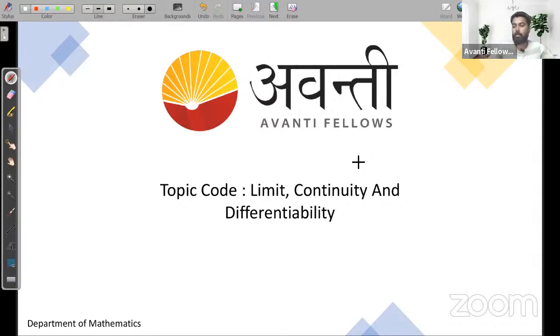So we are continuing the chapter limit, continuity, and differentiability. In the previous class also, we solved 2 questions from continuity and differentiability, and also 7 to 8 questions from limit, right? In today's class also, we'll be solving some questions from limit and also some questions from continuity and differentiability. Those questions came in previous year examinations. So let's start solving the first question.